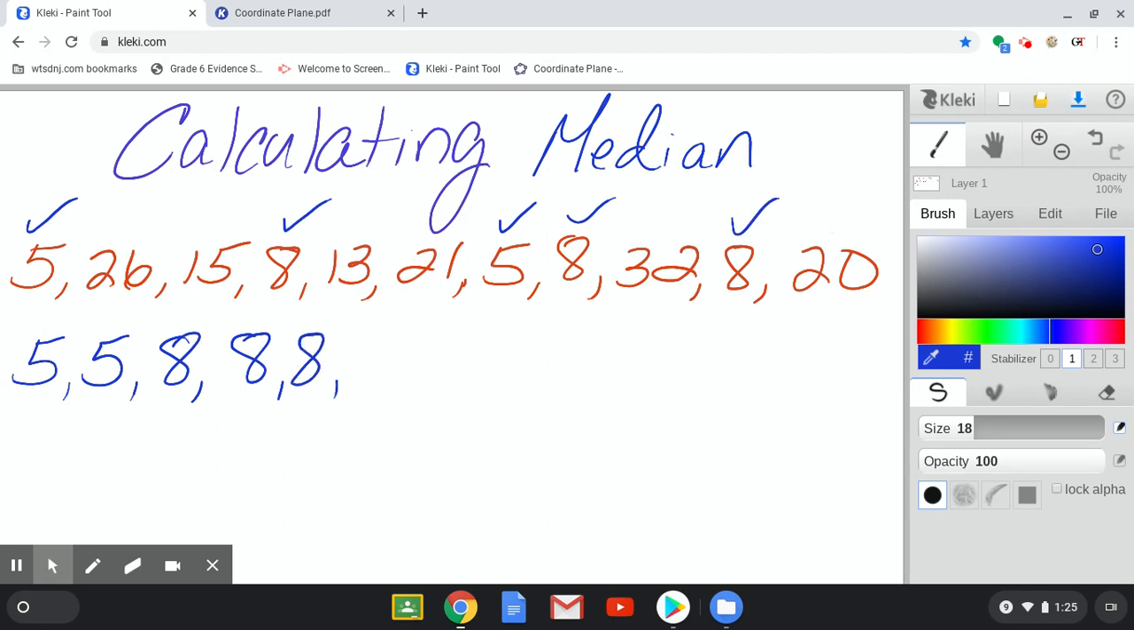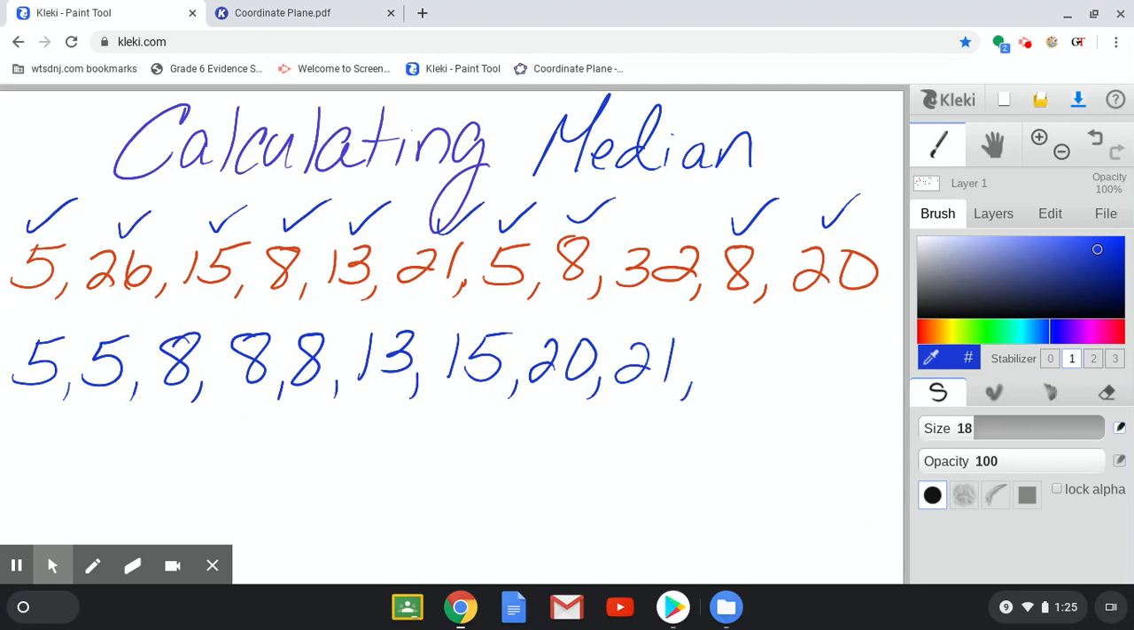Then it looks like my smallest number is 13, which is next. Then I have a 15. Then I have a 20 and a 21, a 26, and then it looks like I have a 32.